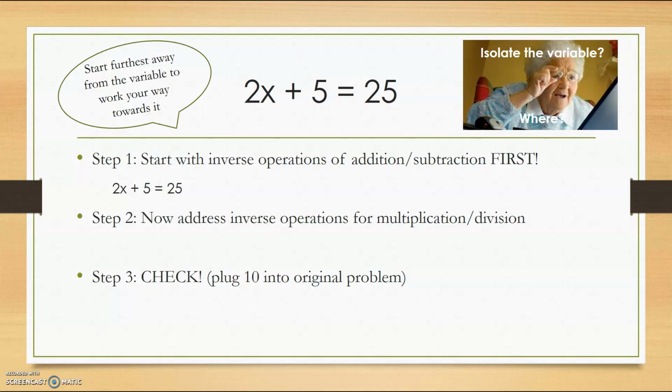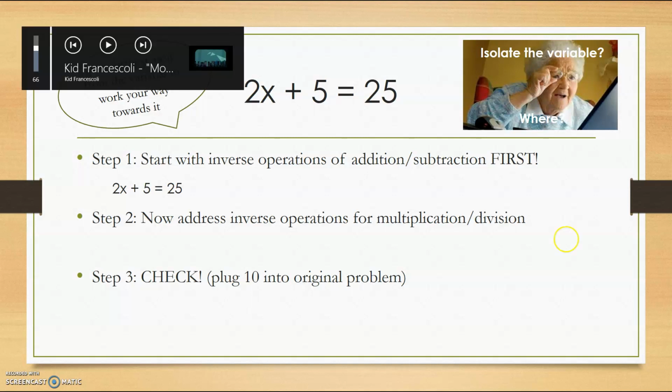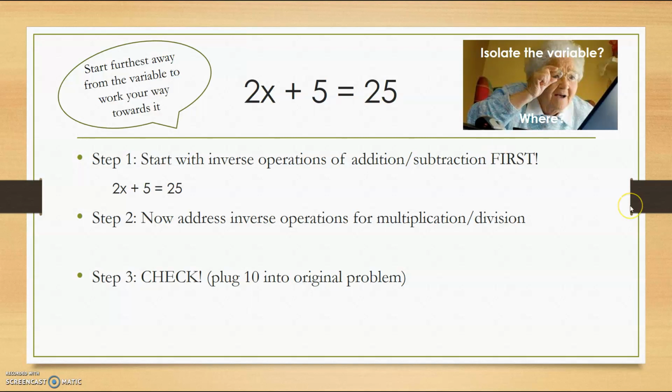Alright, so here's problem number one. We have 2x plus 5 is equal to 25. Now, our whole goal with this is to isolate the variable. The variable is attached to something, and that's 2. However, in order to get to that 2, we need to start furthest away in that expression and then work toward our x, our variable in this case.